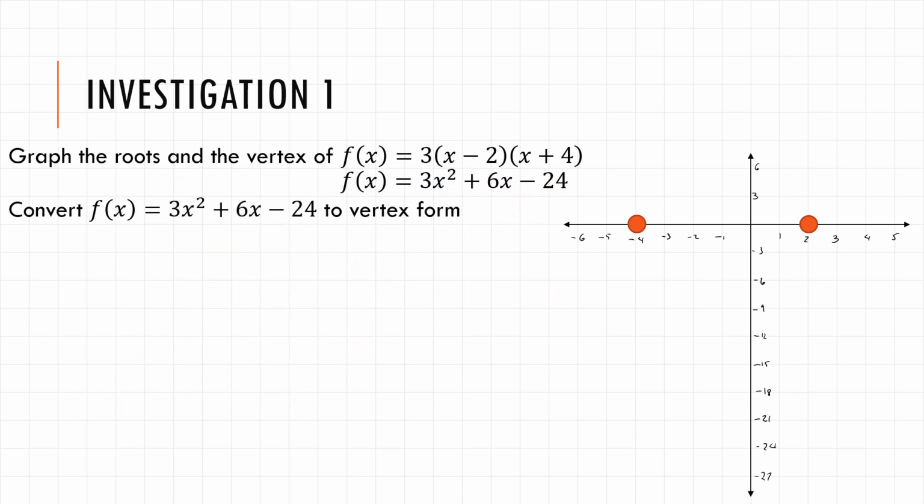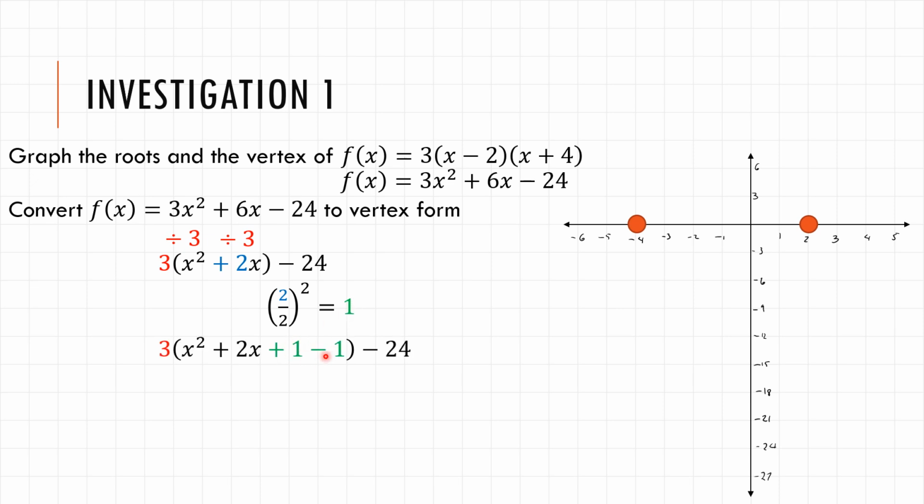Now let's convert it to vertex form, and I do that by completing the square. So I'll factor the a value out of the first two terms. I'll take this coefficient, divide it by 2 and square it to get 1. And then I'll add and subtract 1 inside the brackets.